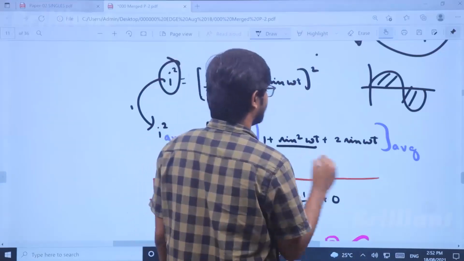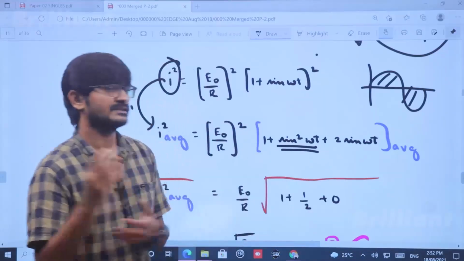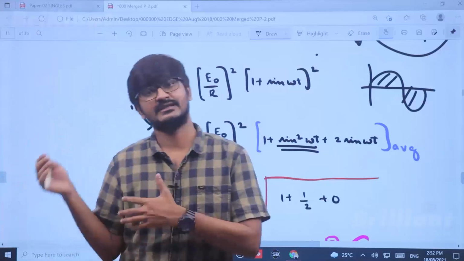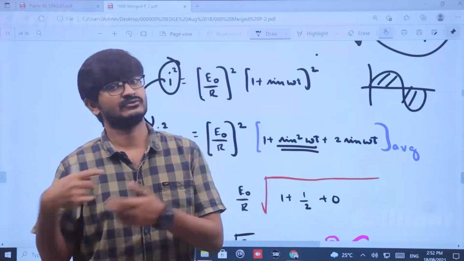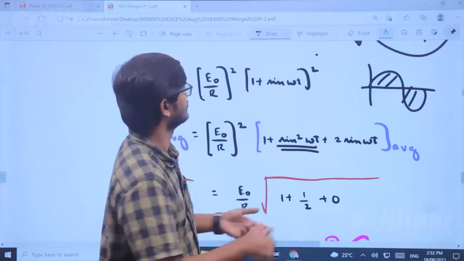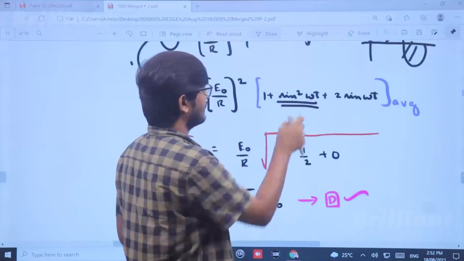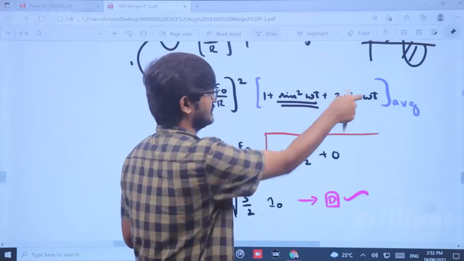But the average of sine square will be half. Sine square plus cos square is 1. The average of sine square and cos square must be the same, so they must be half. Anyway, you know that. So the average of this is 1 by 2, and the average of this is 1, 0.